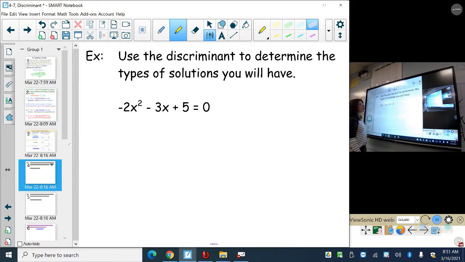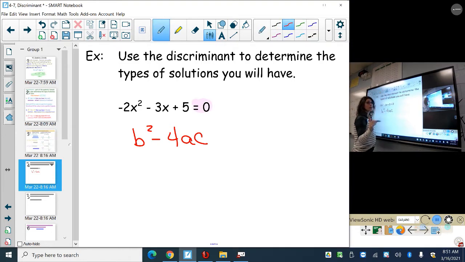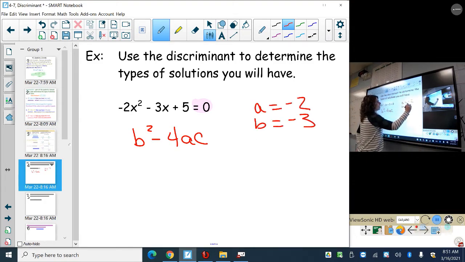Use the discriminant to determine the types of solutions you will have. So my discriminant is going to be b squared minus 4ac. So the very first thing you need to do is identify a, b, and c. Is this thing set equal to 0? Yes, it is. So since it is equal to 0, I can identify a, b, and c. A is equal to -2, B is equal to -3, and C is equal to 5. So you're simply going to plug those values in.